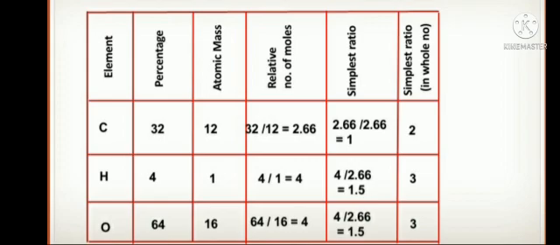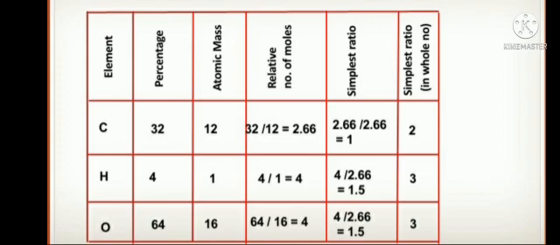Next, you can calculate for hydrogen. Relative number of moles of hydrogen is equal to 4 divided by 1, which is equal to 4. 4 is the mass of hydrogen which is present in the percentage column. 1 is the atomic mass of hydrogen, present in the atomic mass column. Hence 4 by 1 is equal to 4. Here the relative number of moles of hydrogen is equal to 4.